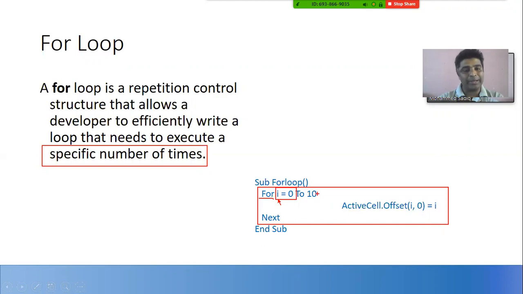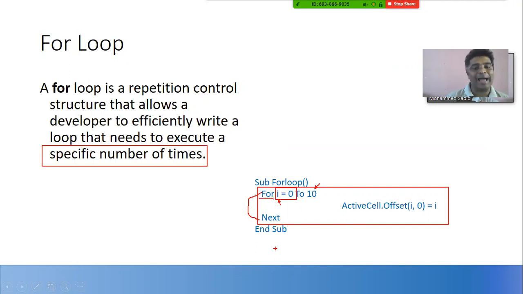Then To, the maximum number that it has to reach. We are telling it as 10. So this loop will go from 0 to 10. And then For will have a closing with Next, because every start should have a closing.